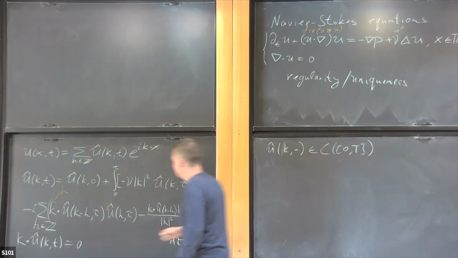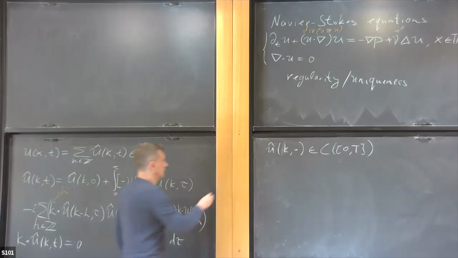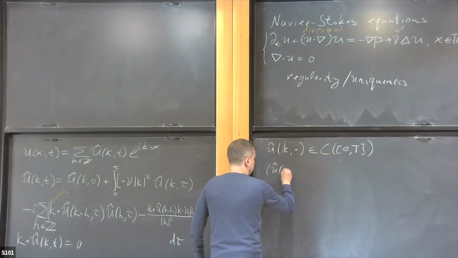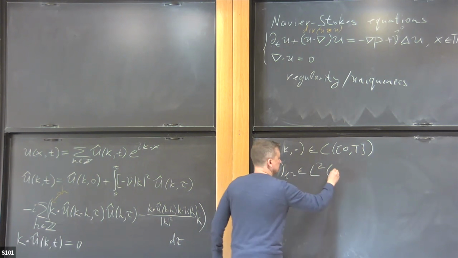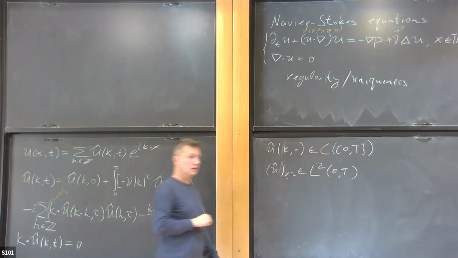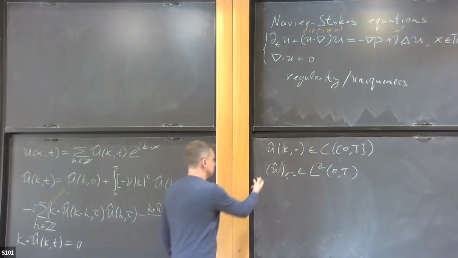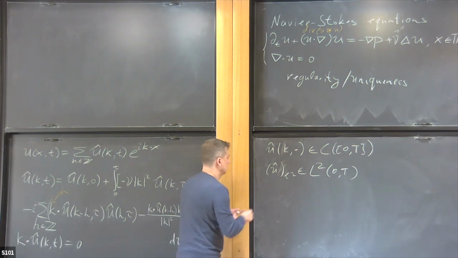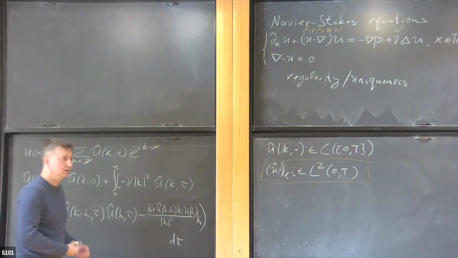To make sense of the nonlinear term, we need to know that the L-cubed norm of this sequence is finite. So that's going to be the definition of a weak solution. The question is, do they exist? Well, for example, do we get this condition or not?